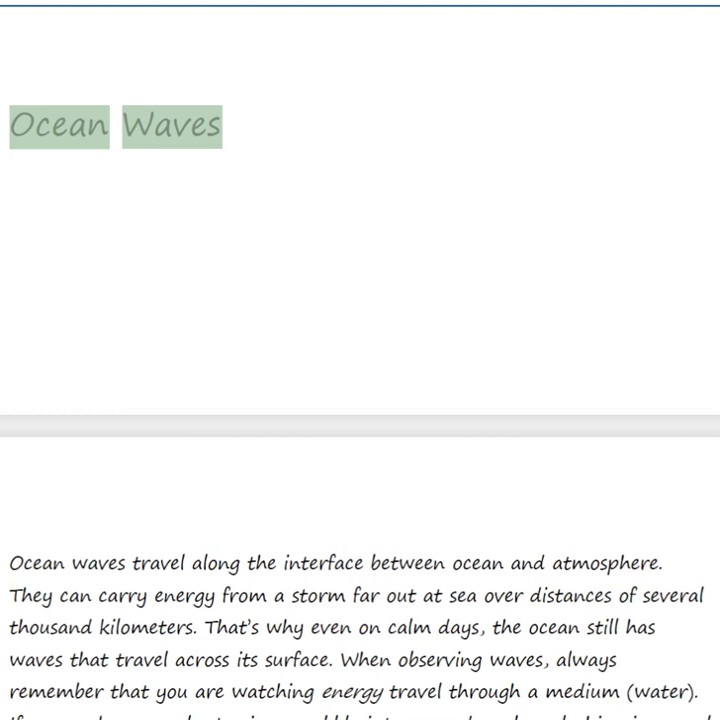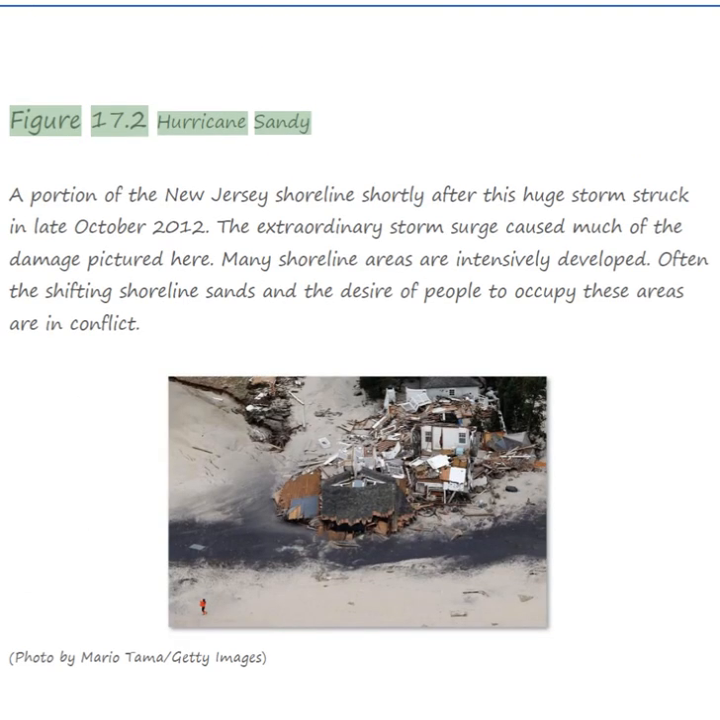Ocean waves. Figure 17.2 Hurricane Sandy.